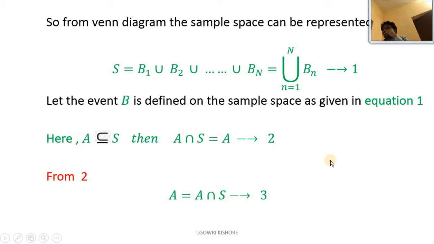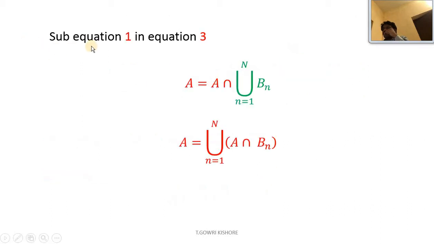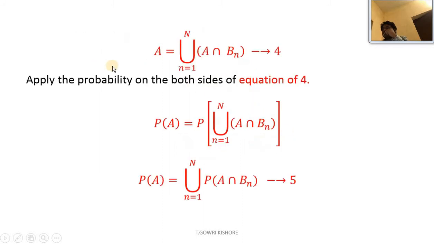Next I am going to substitute equation 1 in equation 3. So I will be getting A equal to A intersection union n equal to 1 to n Bn. Here you will be having a set of union events with the union operator. Therefore A equal to union n equal to 1 to n of A intersection Bn. So this one I am taking as equation number 4.